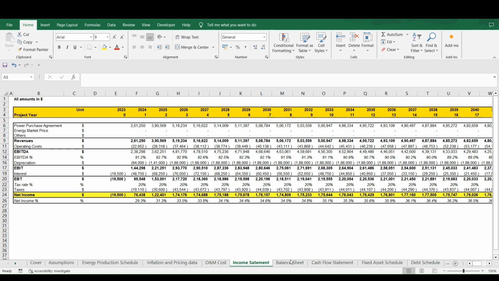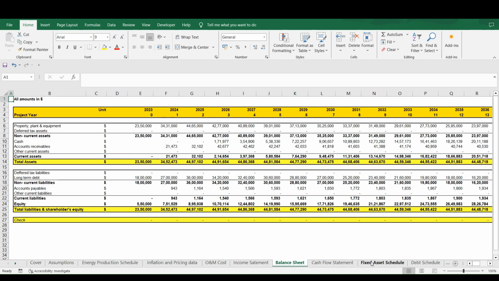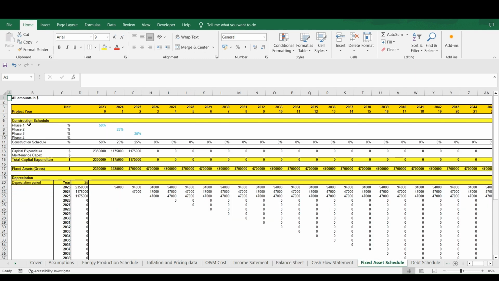Now let's look at the balance sheet. But before that, we must look at the fixed asset schedule and debt schedule. So in the fixed asset schedule, we'll look at how our fixed assets are being utilized, how the depreciation is happening, and what will be their net value. So we're assuming that we are constructing our model by phases. In the first phase, we'll construct 50%, then 25% and 25%. So this will be our capital expenditure that we have calculated by multiplying the total expenditure into the percentage of construction that is being done in that phase.